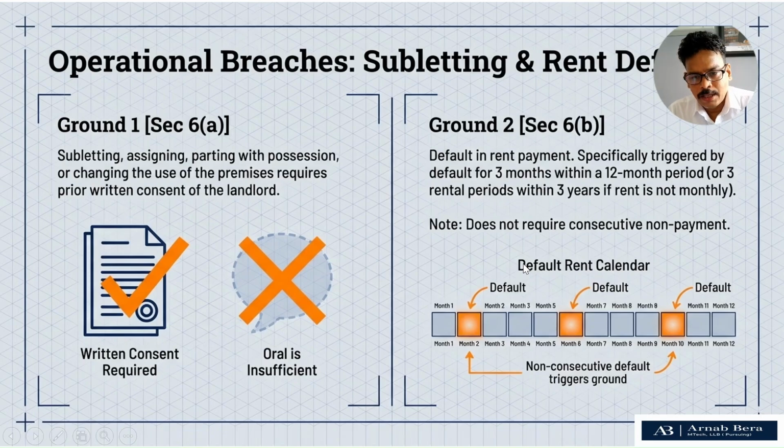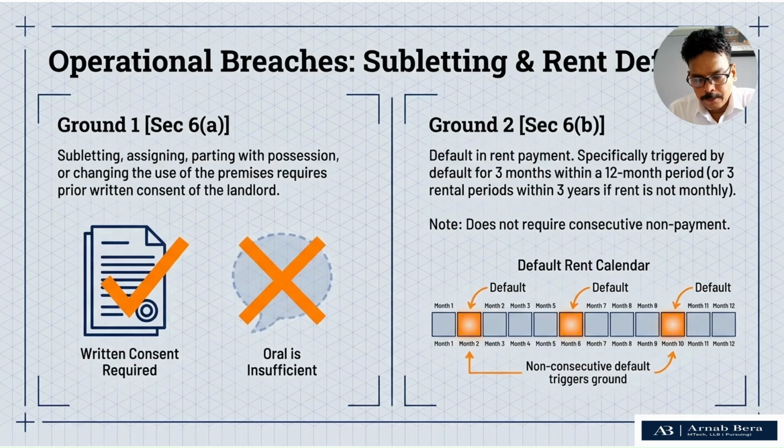And the important part here is that it does not require a consecutive non-payment. So if the tenant misses a payment in, maybe, February, then June, and then again October, this would also be considered a ground of eviction. It does not have to be 3 consecutive months. Any 3 months in a period of 12 months, or 1 year, will be considered an eviction ground.